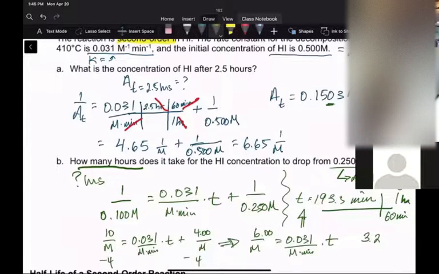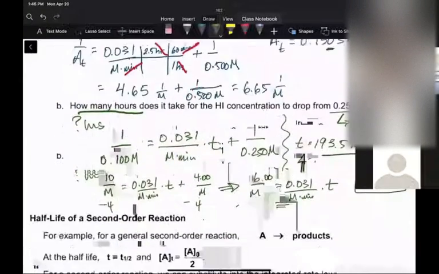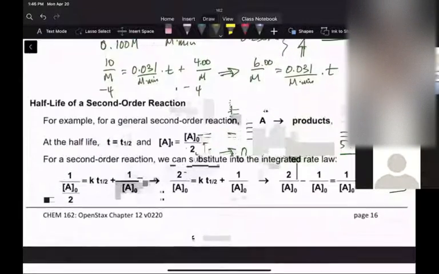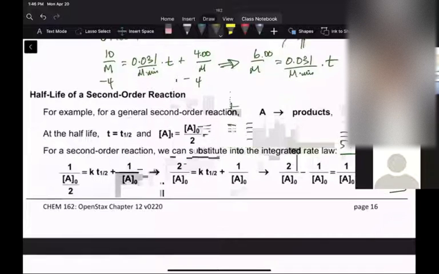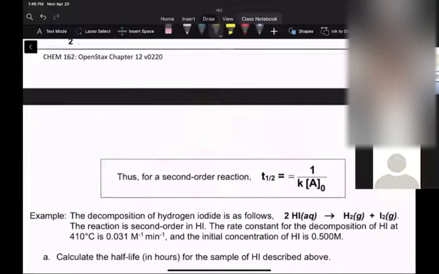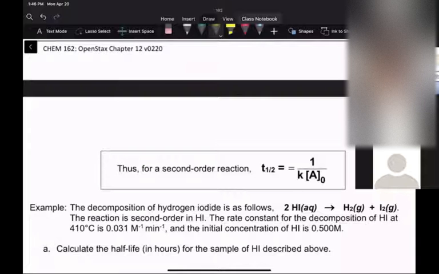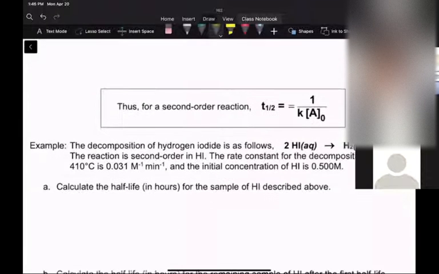Let's just go with that, 3.2 hours. All right. So, half-life for a second order reaction: plugging that in exactly the same way and solving for T1/2, we get to this expression. We saw that in the slides a bit.